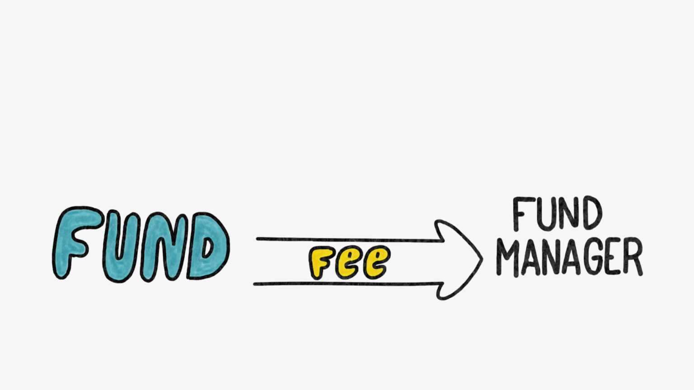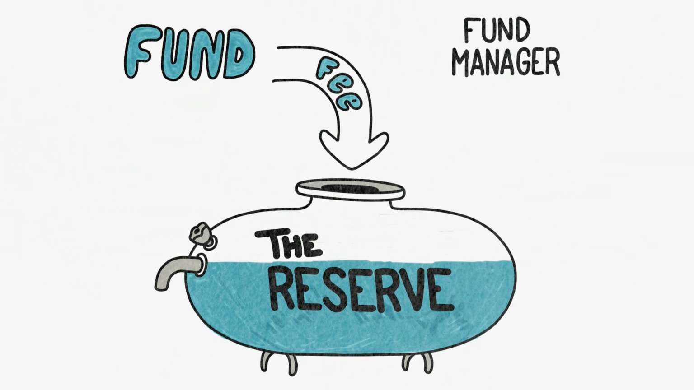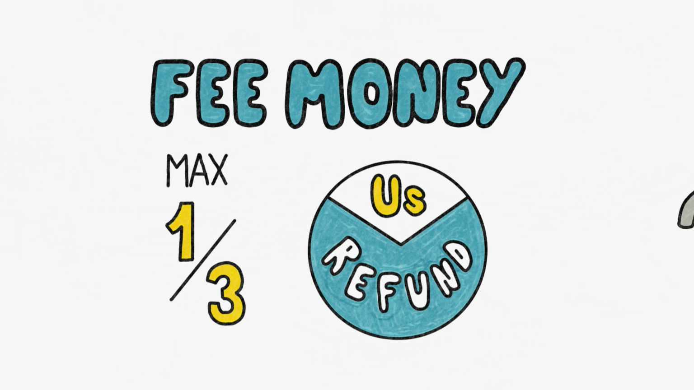Normally, the fee goes from your fund to the fund manager. But with us, the fee flows into a pot in the middle. We call this pot the reserve. Some of the fee money in the reserve goes to us, a maximum of 1/3 of it every year, but most of it stays in there, to potentially be used as refunds in the future.